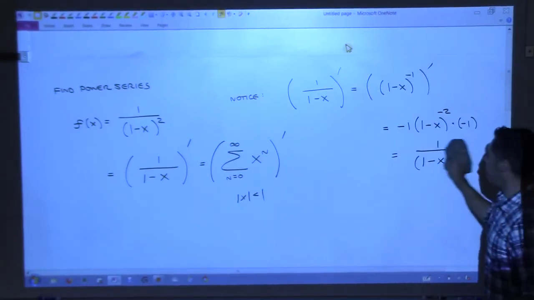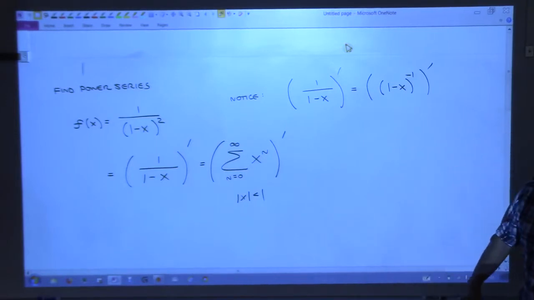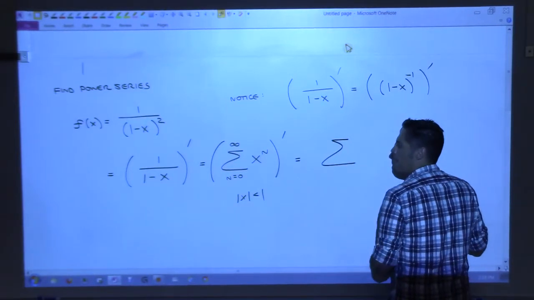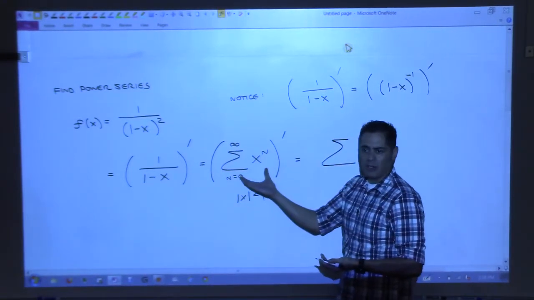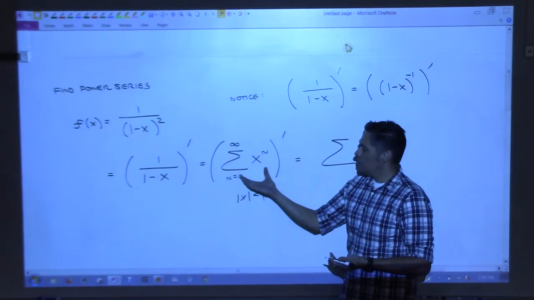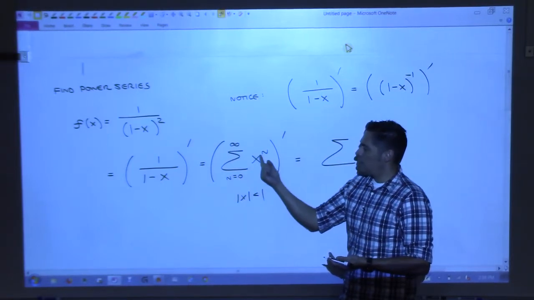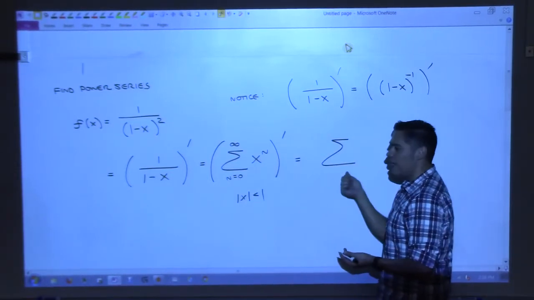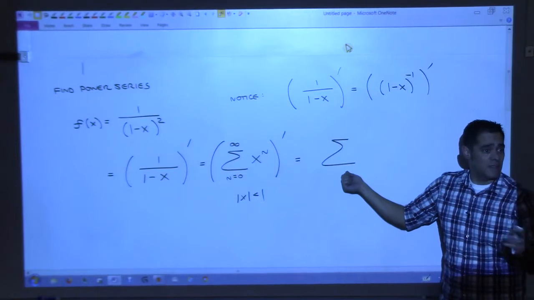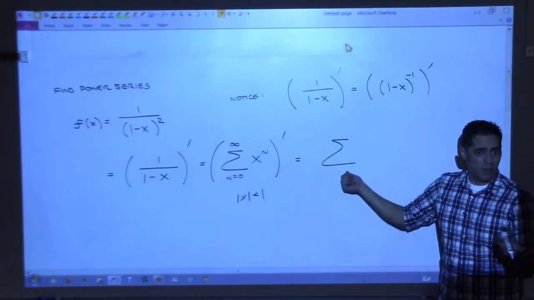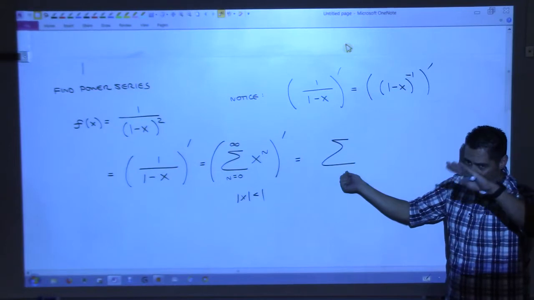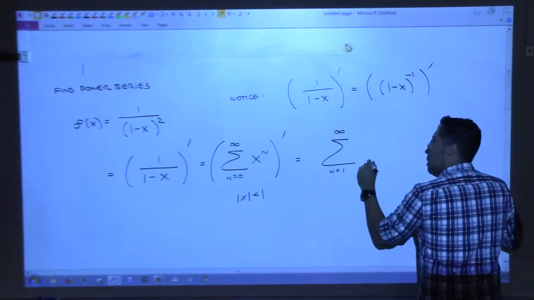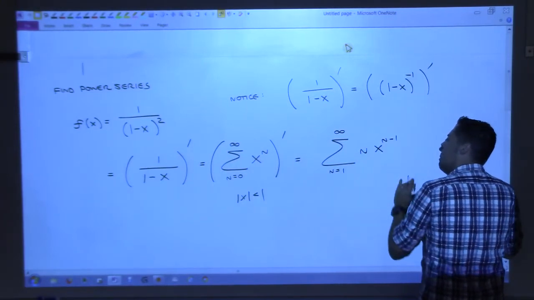Okay, so I'm going to take the derivative. What is the derivative of this sum? How do you take the derivative of a power series? n just comes out, subtract 1, right? Now, if we start at 0, this new index is either going to be 1, or we said it could be 0 also. I'm going to leave it as 1, just because of something that's coming up later. I'm just going to say n equals 1 to infinity, and then n x to the n minus 1. There we go.